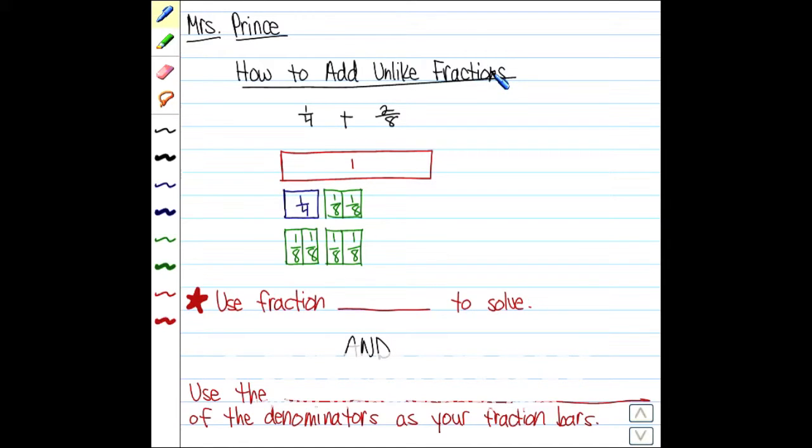Okay, so let's say we have the fractions 1/4 plus 2/8, and they're unlike because they have different denominators. Now to solve these, we're actually going to use fraction bars. So our first hint here is that we use fraction bars to solve.